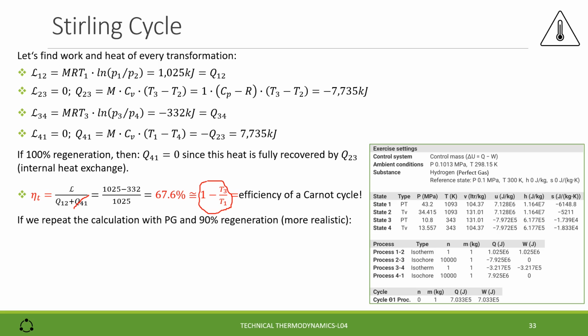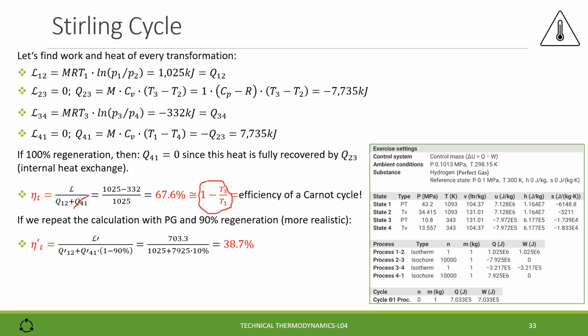We repeat now the calculation with a perfect gas and using only 90% of regeneration, which is more realistic. In this case, we get the values for work and heat by the tool Thermonator.